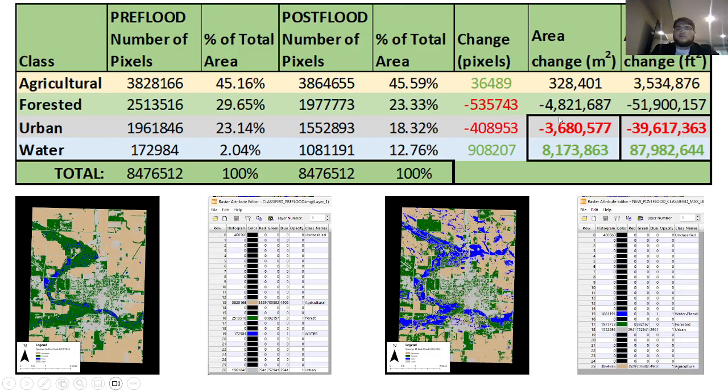And then urban and forested areas lost a lot of area. Essentially, this means a lot of urban areas were flooded, a lot of forested areas were flooded, and the water that flooded was what caused that. So if you were a realtor, or an insurance agent, or trying to be a researcher in mitigating flood control and flood modeling, we could see that the urban area was pretty greatly affected in this flood.